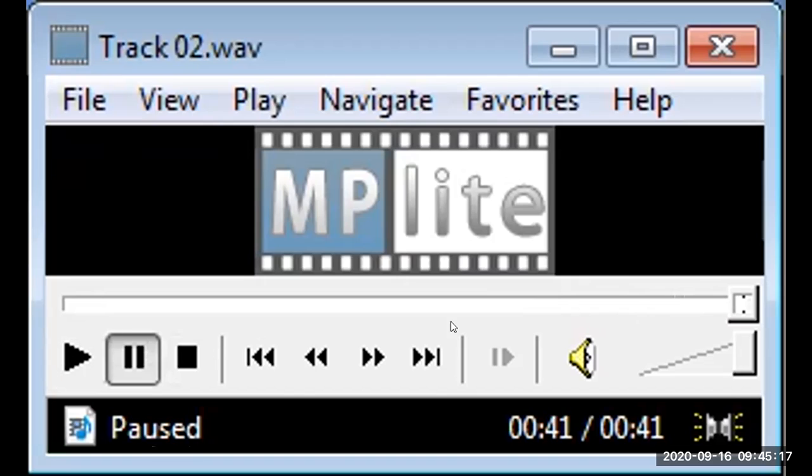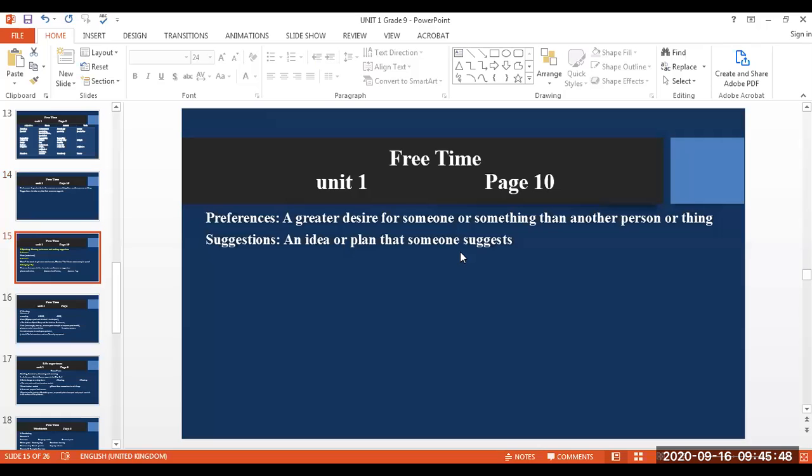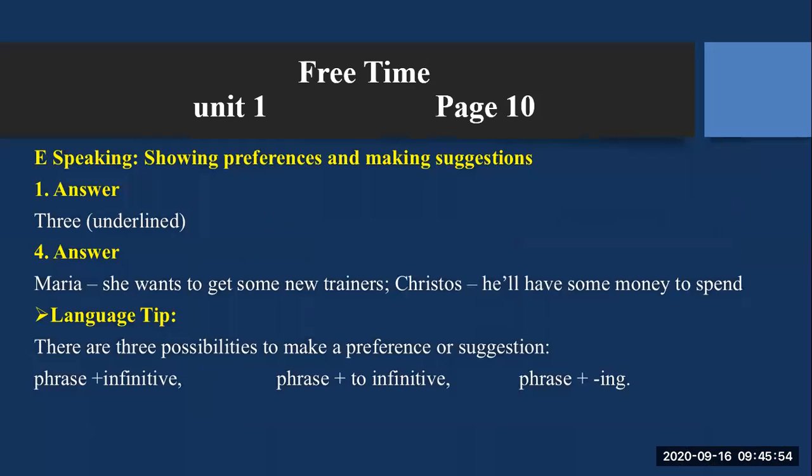So that was the track, and after listening to the track, the students shared the answers. Maria wants to buy new trainer shoes, so that's why she suggested Christos go to the shopping center later. And Christos wants to go to the shopping center at the weekend because he will get paid from his part-time job. After that, we discussed the answers for activity E1 and E4, and I displayed the answers to the class.